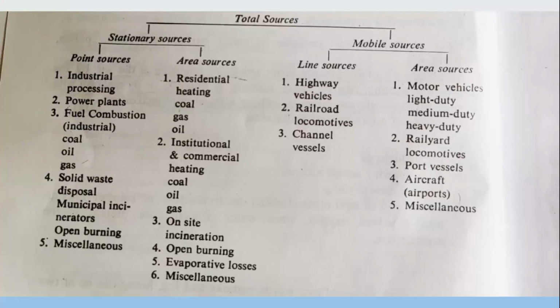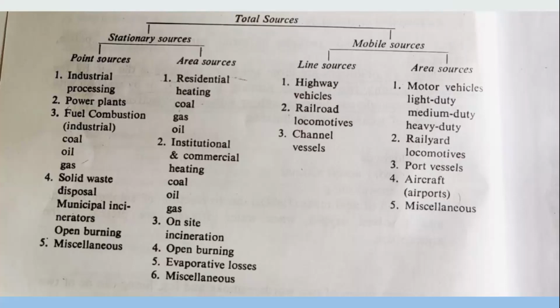Then the second one is power plants, fuel combustion, meaning coal combustion, oil combustion, or gas. Then solid waste disposal, municipal incineration, and then open burning and miscellaneous. These are the examples of point sources. Then the area sources. Area sources means the pollutants which originate from a huge area.